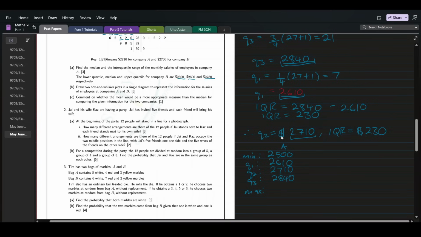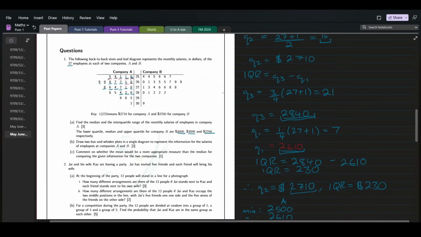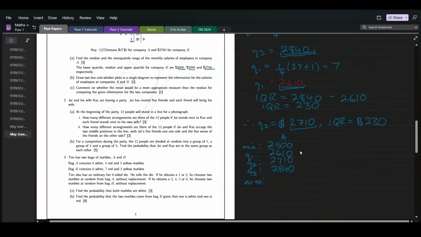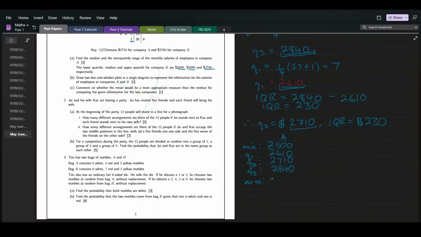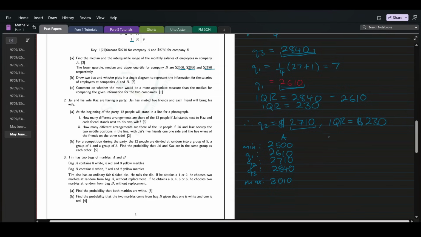And then let's go back to our stem and leaf diagram to get the maximum value. The maximum value is here, and that is 3010. Okay, now let's do the same for company B.